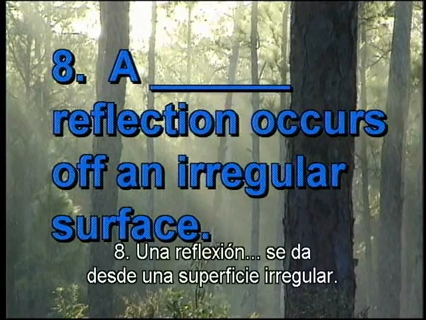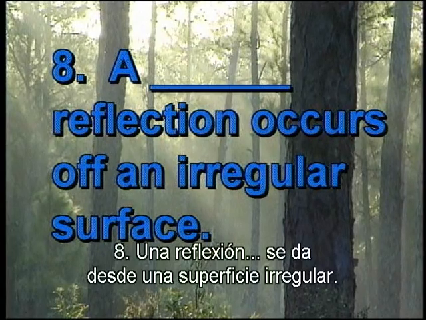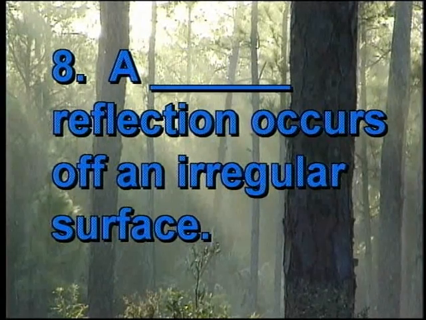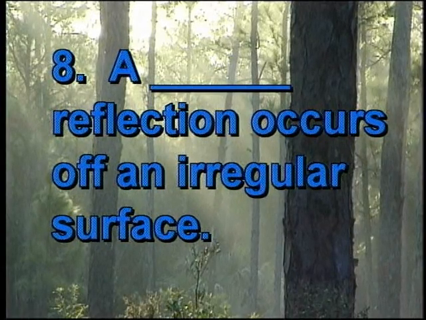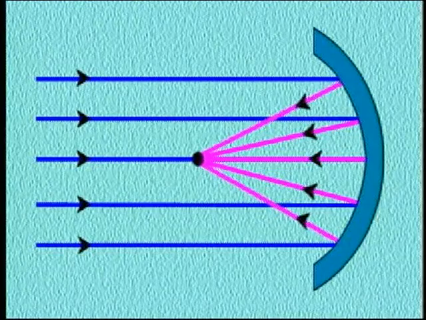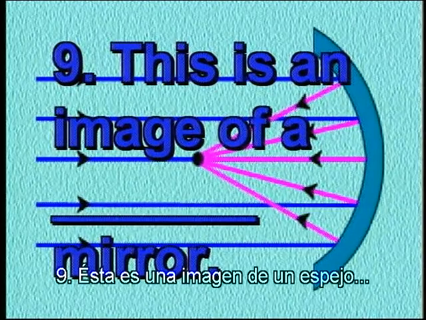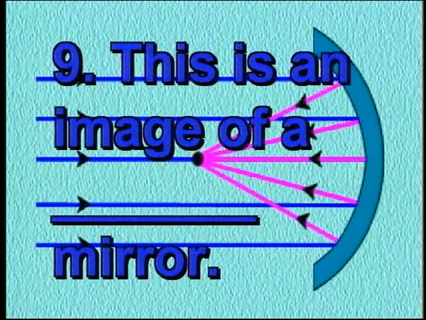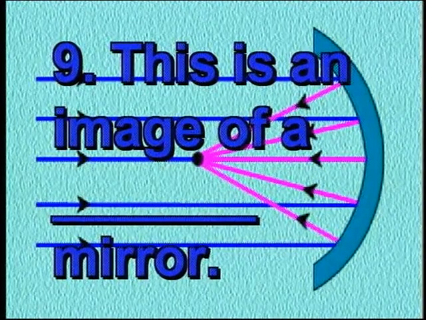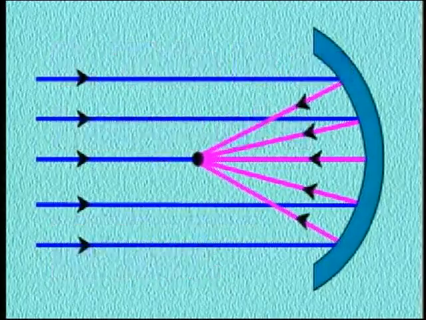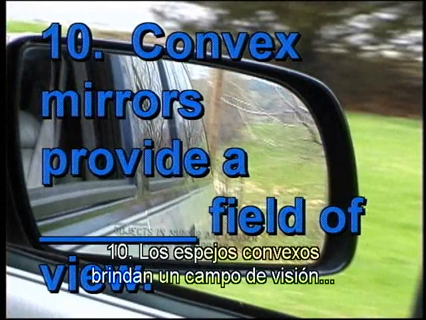Number 8, a reflection occurs off an irregular surface. Number 9, this is an image of a mirror. Number 10, convex mirrors provide a field of view.